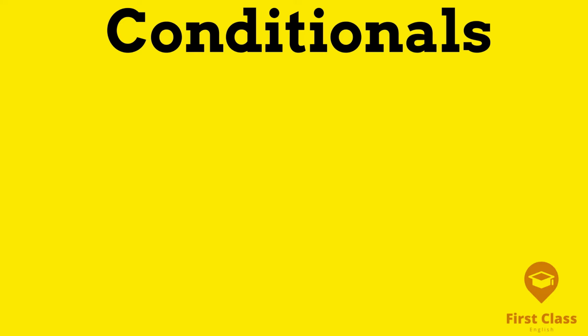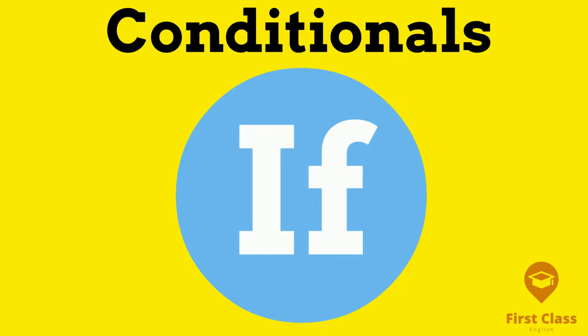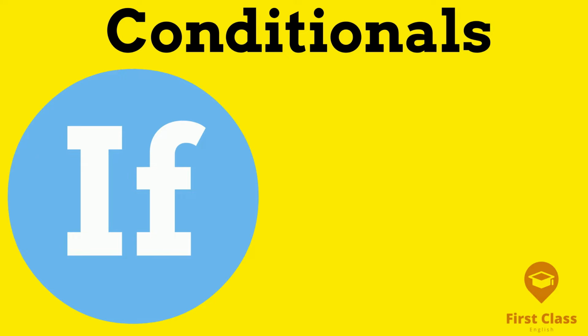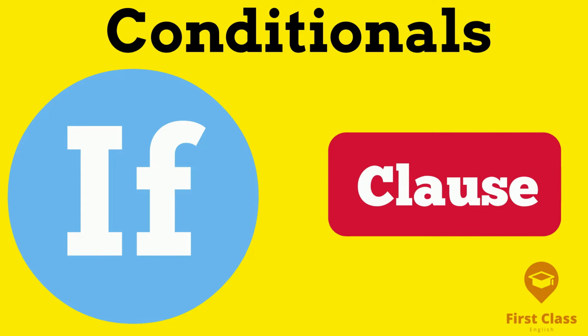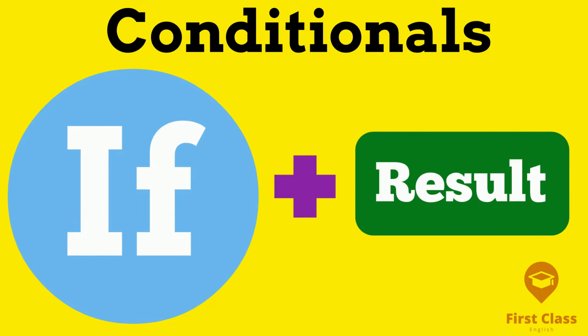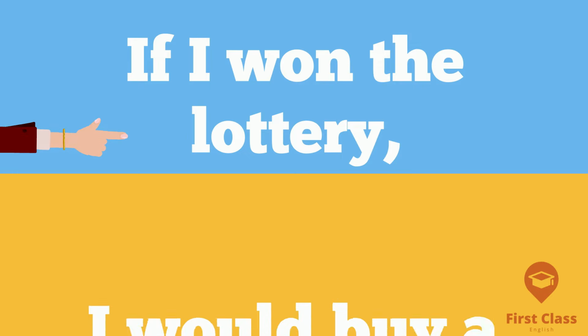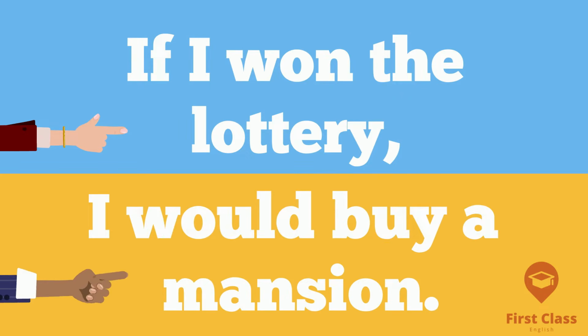Conditionals are statements that use the word if to tell us something that could or might happen. These statements are usually in two parts: the if clause, which is followed by the result. The if clause is a condition. That means it cannot stand on its own. This makes it dependent on the result.